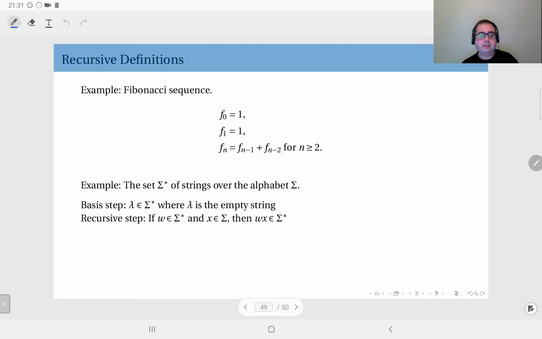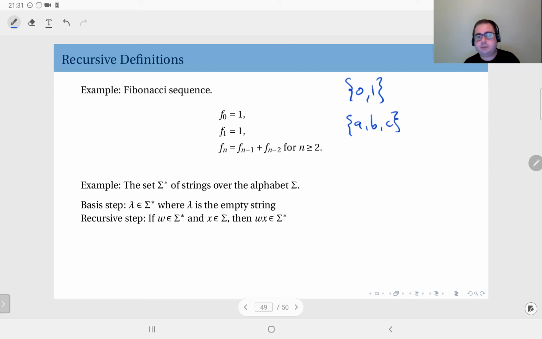We can also define structures, as I said, not only functions. For instance, you can define the set sigma star of strings over the alphabet sigma. And well, if you are familiar with the theory of computation, these are familiar concepts to you. If you are not, this is not really that complicated. An alphabet consists of a set of, let's say, symbols. For instance, this is the binary alphabet. Or you can define another alphabet like A, B, C, etc.